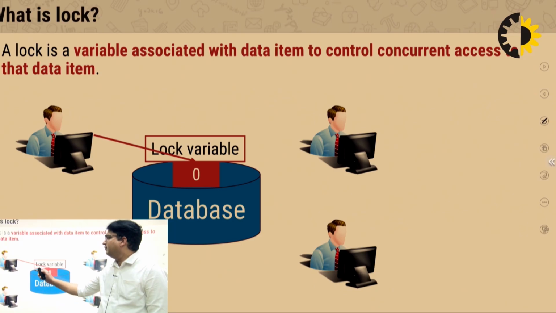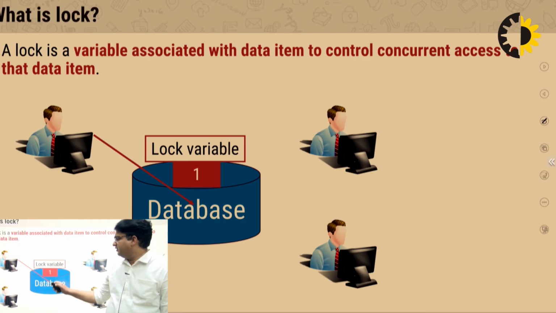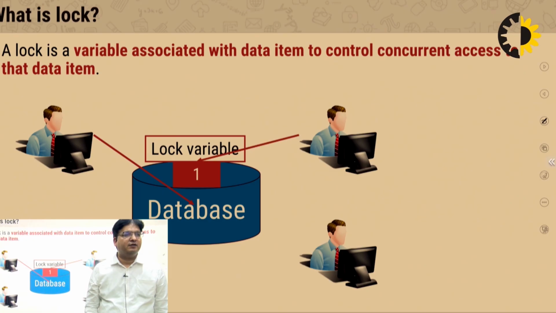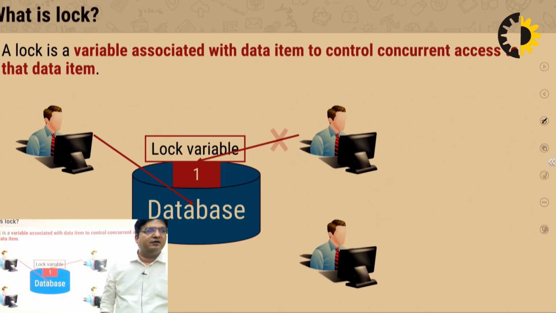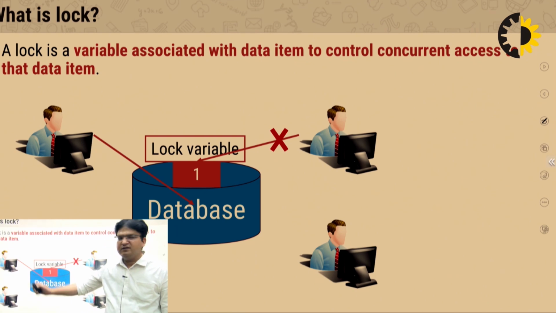Now the lock variable is initially 0 because none of them is using the data item. T1, this user, wants to read a value, therefore it will apply for the lock. Since it has applied and been granted the lock, it will be able to read the value of the database. Now T2 wants to read the value, but it cannot, since the first user already has the lock on this particular data item.